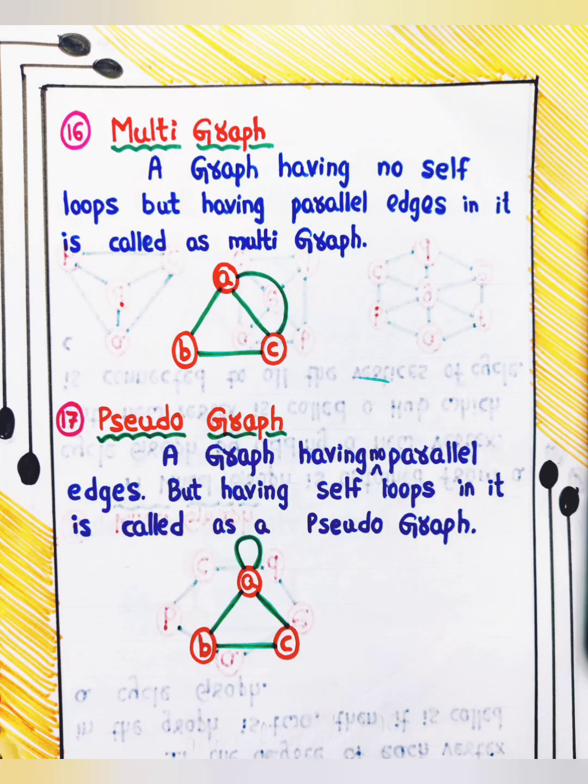17th one, pseudograph. A graph having no parallel edges but having self loops in it is called a pseudograph. Below we can see the example of pseudograph.